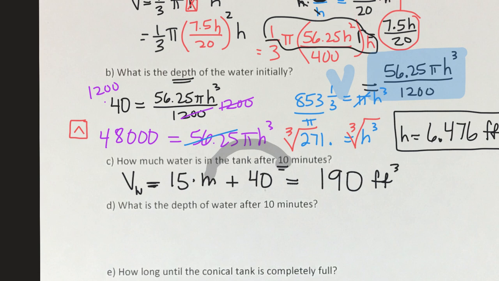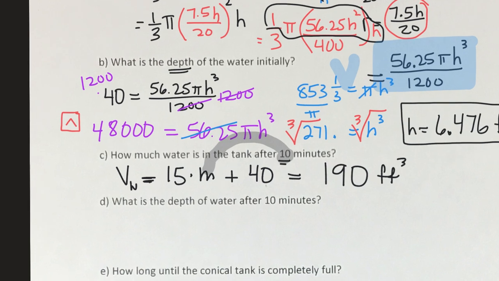So that's where my rate comes in. The rate allows us to know how much water has been added to our tank in 10 minutes if the rate is 15 cubic feet per minute. And then your 40, that's already there. So what is the depth of the water after 10 minutes?